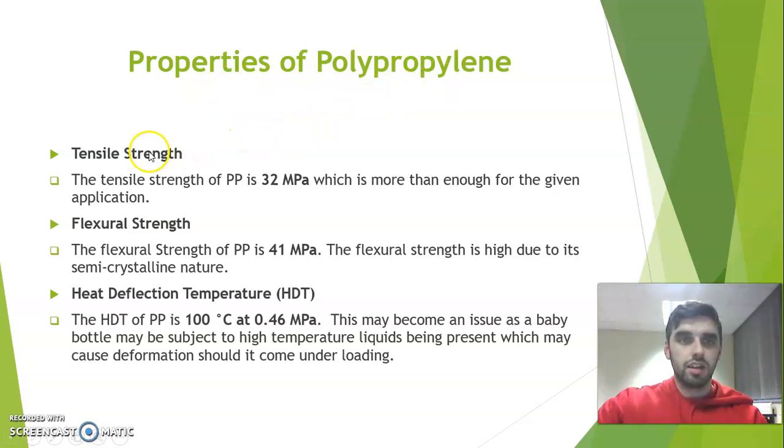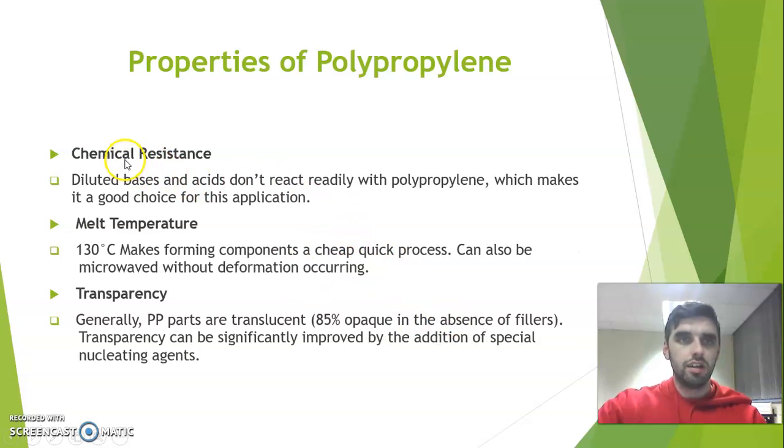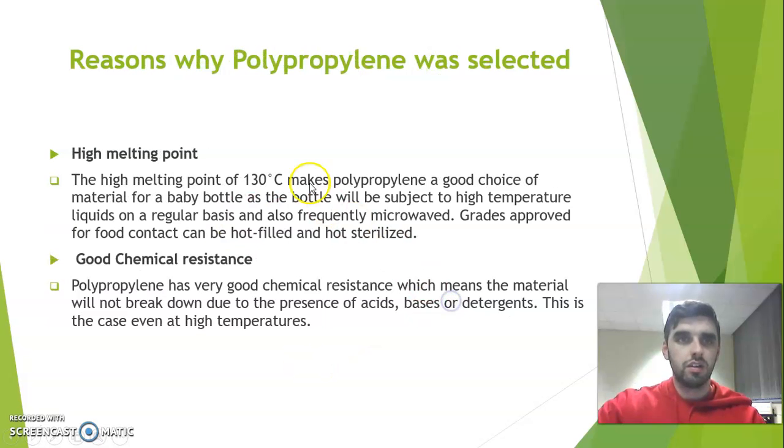Properties of polypropylene can be seen here. Tensile strength is 32 megapascals, flexural strength 41 megapascals, heat deflection temperature is 100 degrees. You can see some details there. Chemical resistance, melt temperature of 130 degrees, and transparency, again details can be seen here.